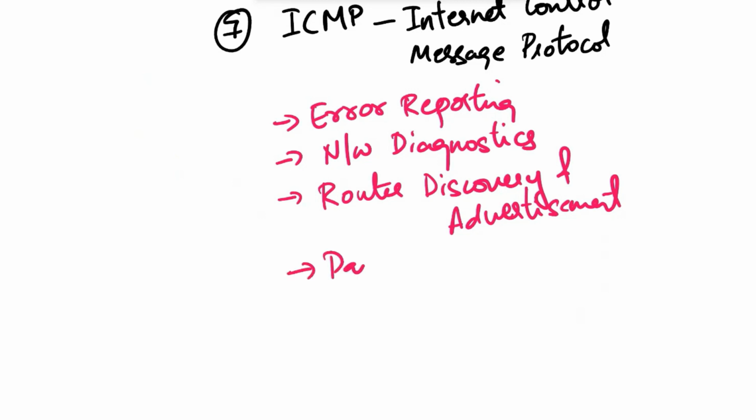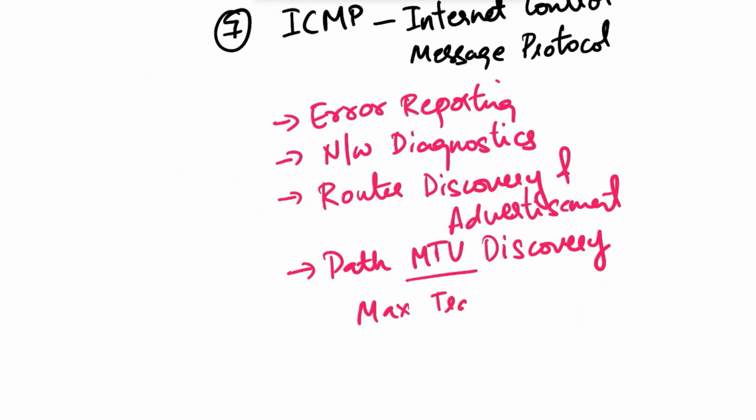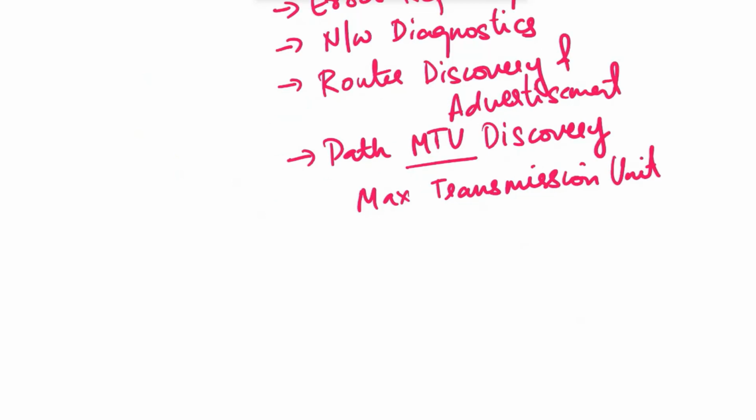Next is Path MTU discovery. MTU stands for Maximum Transmission Unit. ICMP can be used to discover the maximum transmission unit along a path between two devices. This helps avoid packet fragmentation and ensures efficient data transmission. Next is redirect messages. ICMP redirect messages inform a host that a better route to a particular destination is available through a different gateway, that is a router. This helps optimize the paths taken by network traffic.